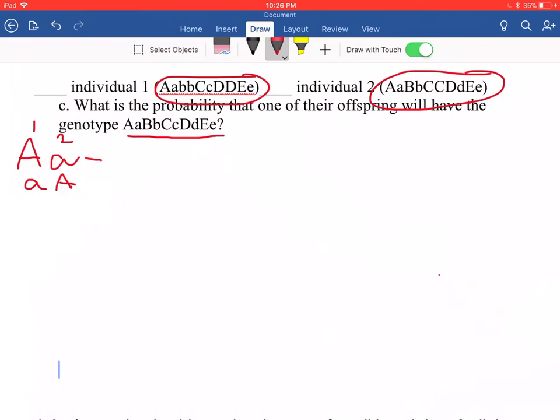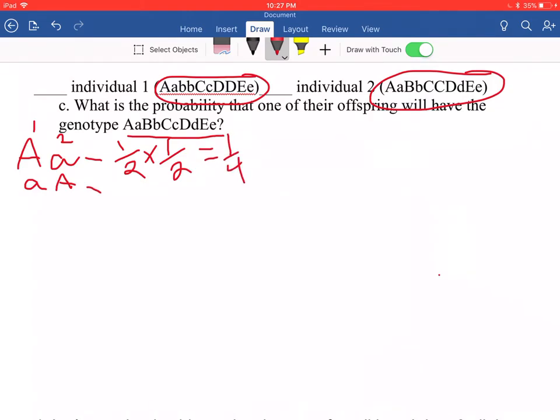So what is the probability that individual 1 will pass on big A? That is a half. And what is the probability that individual 2 will pass on little a? That is a half. So what is the probability that this offspring is going to get big A from individual 1 and little a from individual 2? Because we have that "and", we're going to multiply, and that is 1/4.